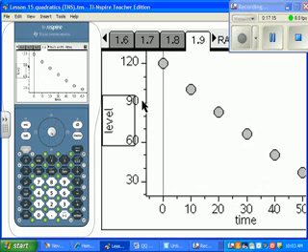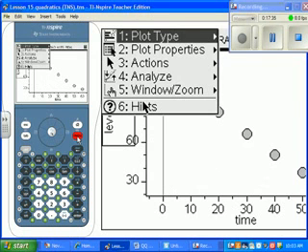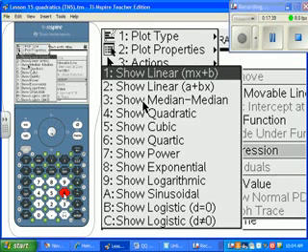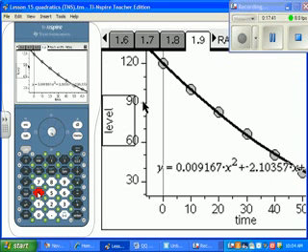So who can tell me how to find the quadratic representation, an equation that would fit this quadratic data? Where would I go? Think back to when we were doing linear regression. This is quadratic, same thing, except we're not doing linear, so where are we going to go? Menu, analyze, good. Regression, and you're going to choose show quadratic. Remember?